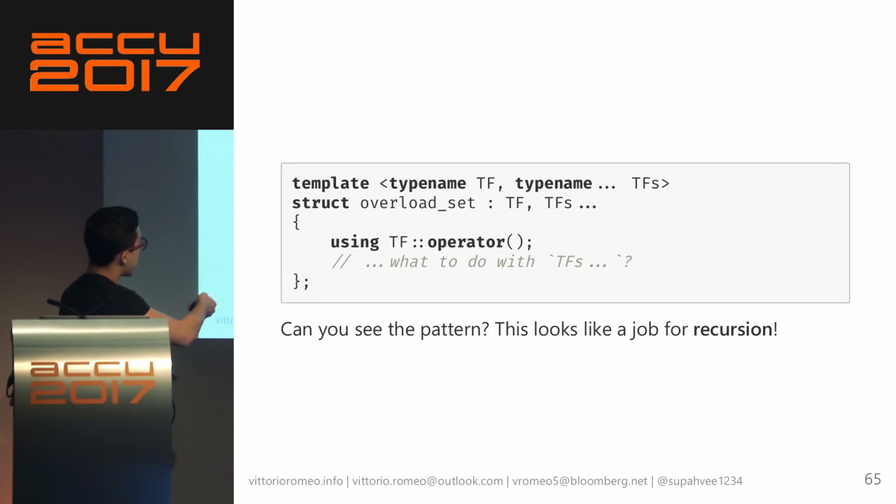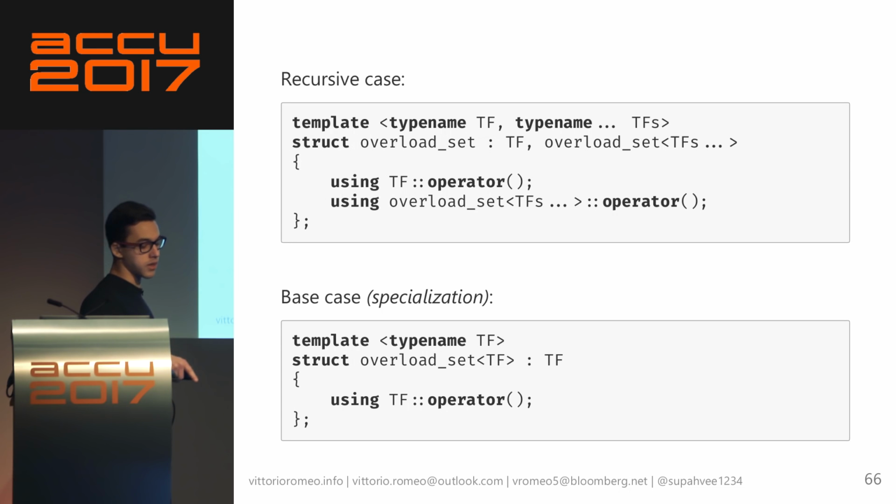So as I just said, if we change our definition to match the first type and then the rest of the function object types, we can definitely say using operator call on the first one, because this is not a pack. But then we need to do something with the rest of the function objects. So we need to do some sort of recursion to bring everything into the same scope. And this is how it looks. It's not very complicated once you see it, but when you think about it, it's slightly tricky to get right.